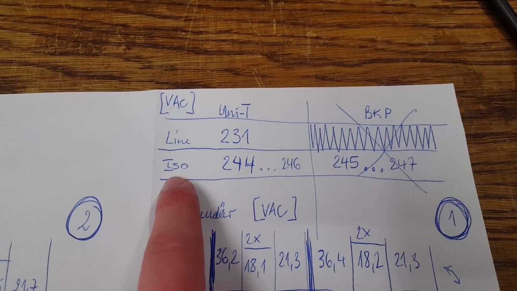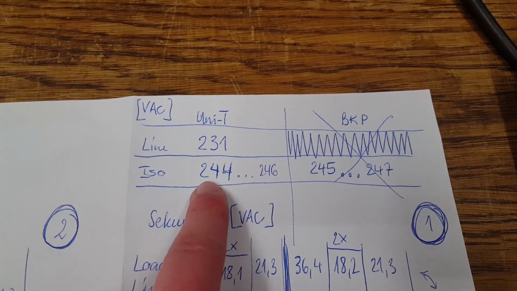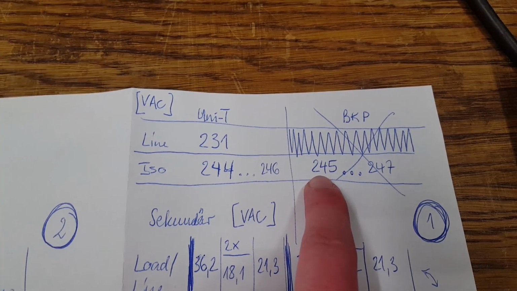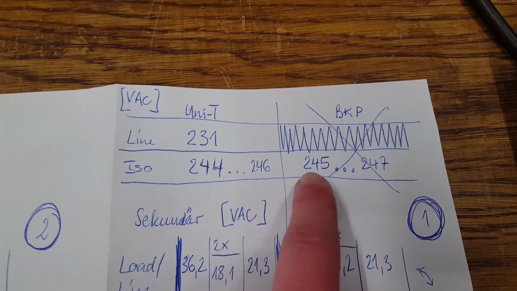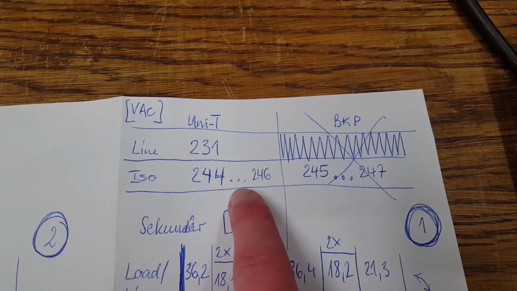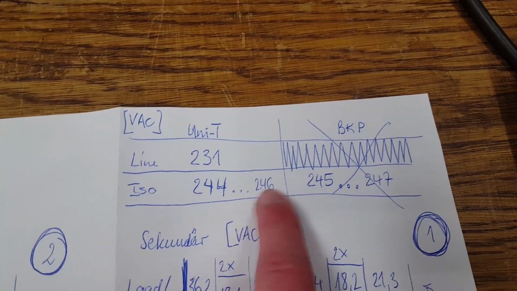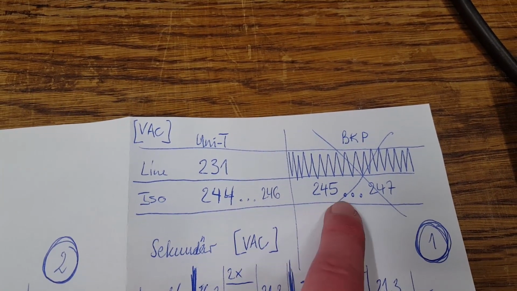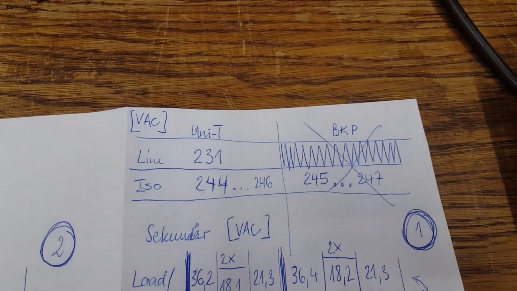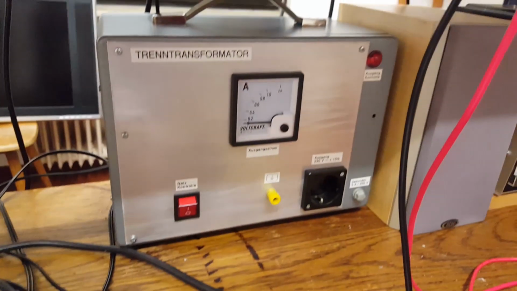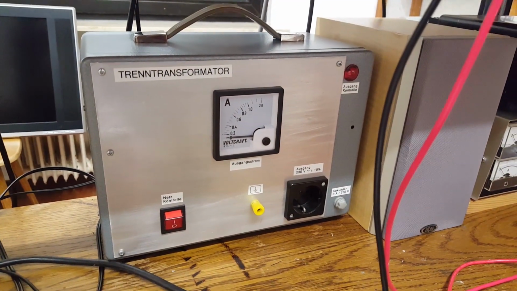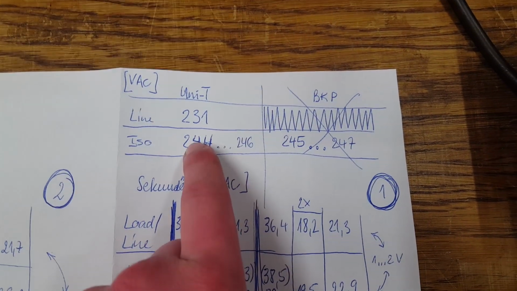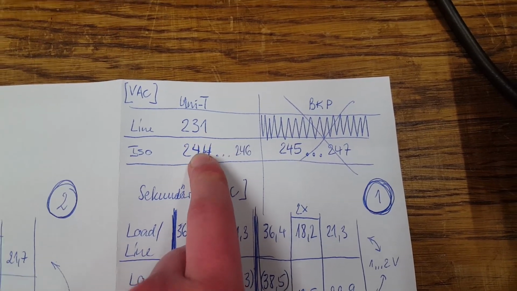The isolation transformer, significantly higher output voltage, 244 or 245 on the BK Precision, and rather annoyingly, as the isolation transformer warms up, the voltage actually rises. So as you can see, I got this sort of a range. So I did make sure to turn the isolation transformer off in between taking measurements. So rather quite significant difference, as you can clearly see.